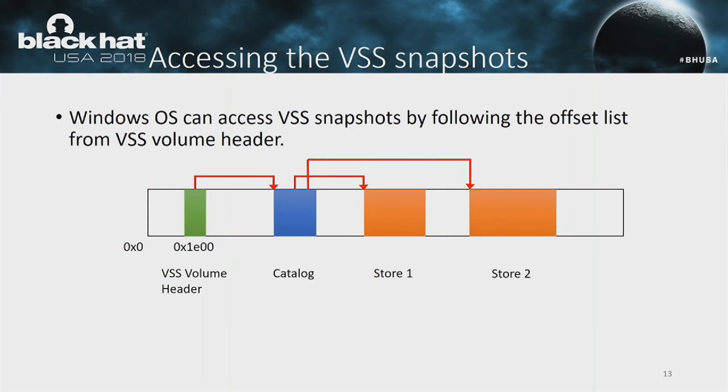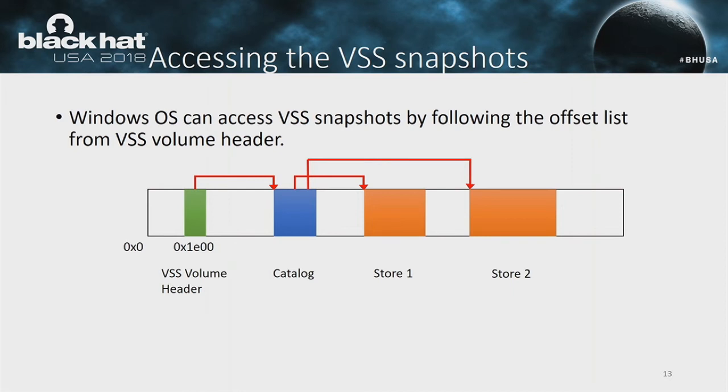Actually, there is further data called the VSS volume header besides the catalog and store. The VSS volume header is created at the offset 1E00 in hex of the NTFS volume.